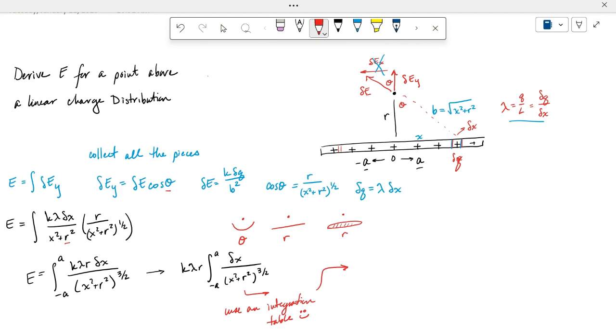Then you get your output, which is E equals 2k lambda, whoops, not x, Szymanski, because now I've got a's, a over the quantity r squared plus a squared to the 1/2. And that would be the equation for the electric field.